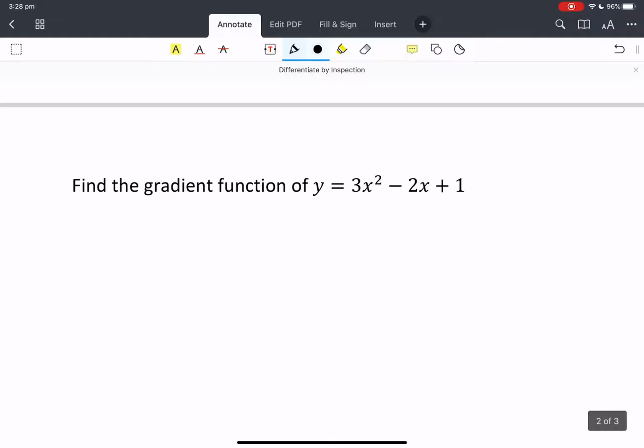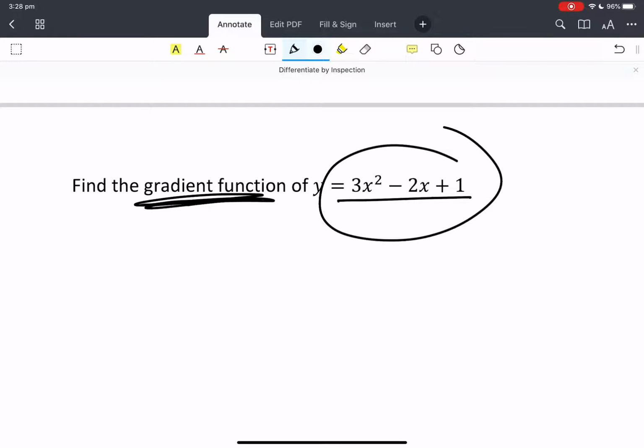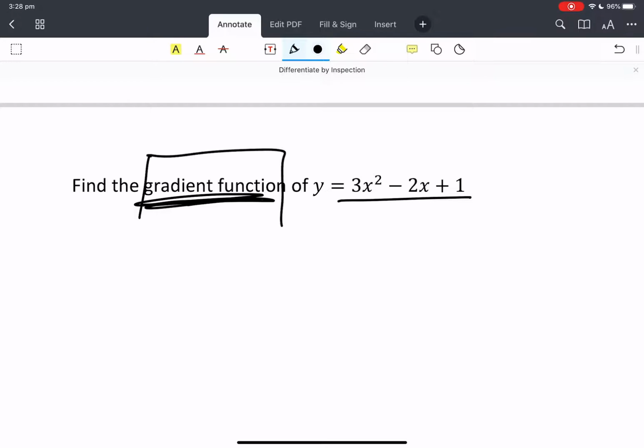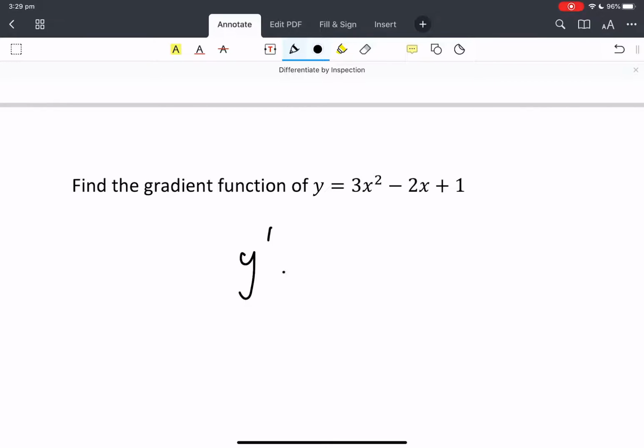Okay, find the gradient function of here. So this is just a parabola, isn't it? We need to work out what function tells us the gradient of this parabola. Well, that's our gradient function, which is, let's just go with the easiest one, y dash, 6x minus 2. And the 1 disappears. We know that, don't we? Yes, we do. Well, we do now.